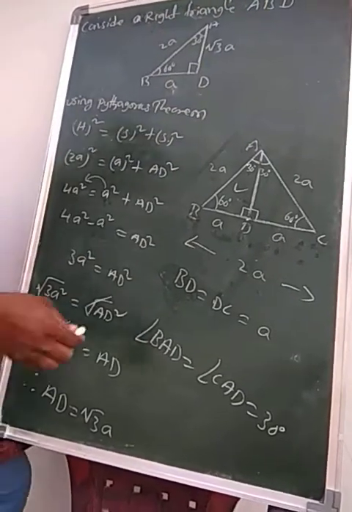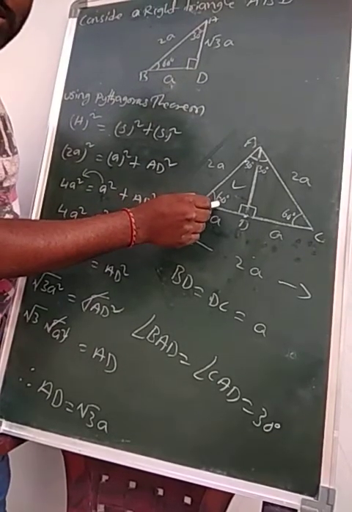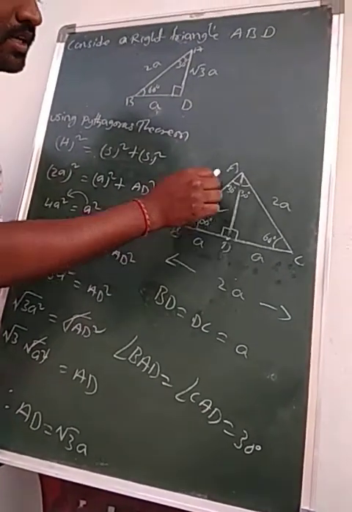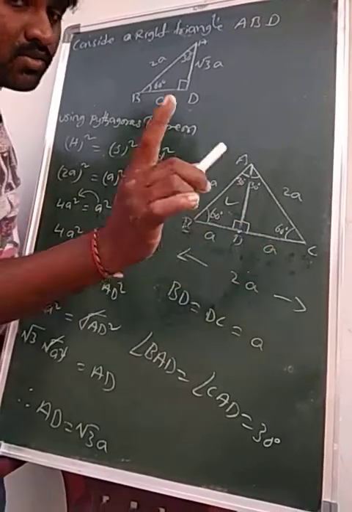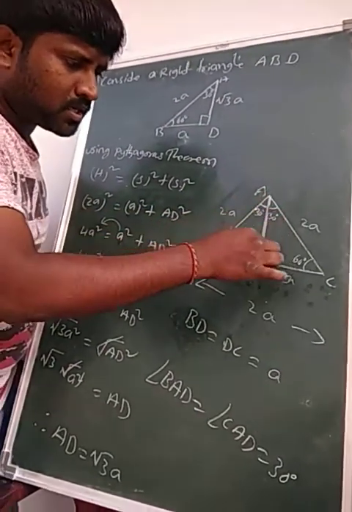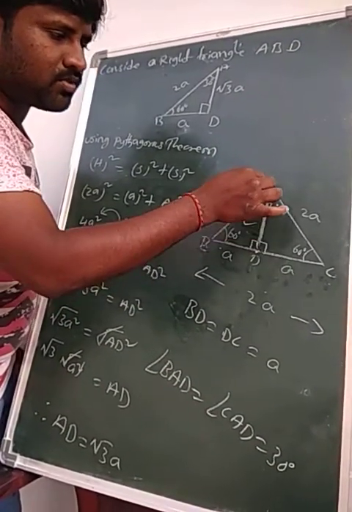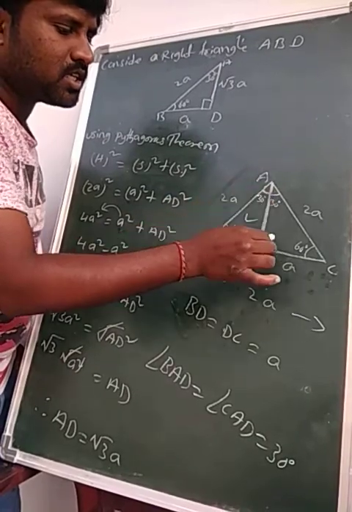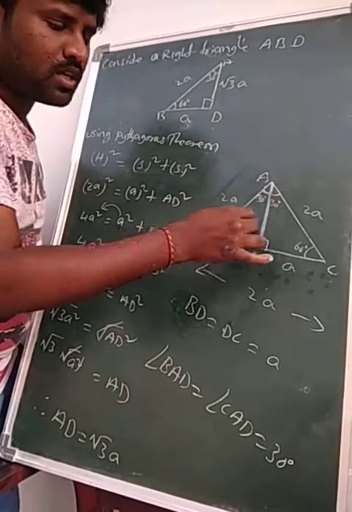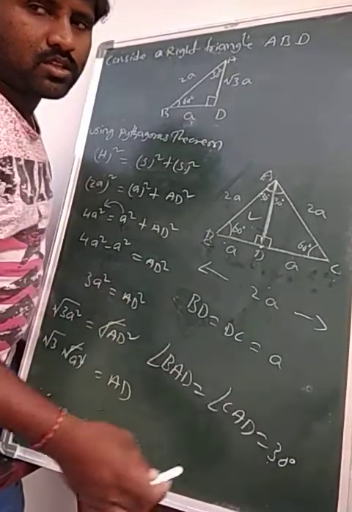30 degrees. Yes or no? See here, angle B measures 60 degrees. In triangle ABC, an equilateral triangle, AD is perpendicular to side BC, so this is the angular bisector of A. Then this 60 degrees gets halved into 30 and 30. So angle BAD equals 30 degrees.